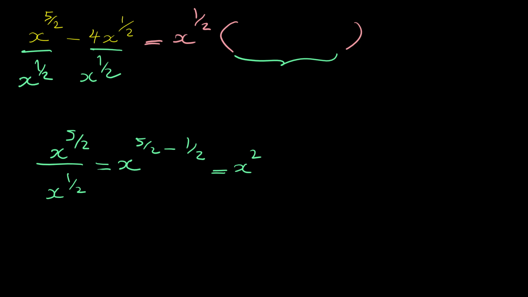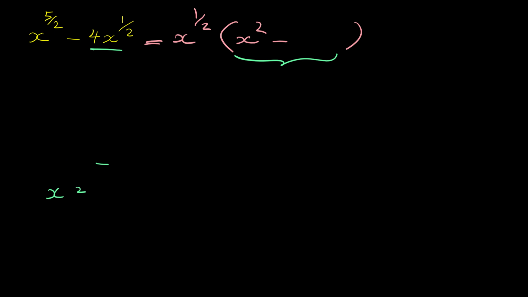So when we factor x to the 1 half from this first term, we have x to the 2 minus, what about the other term? When we divide 4x to the 1 half by x to the 1 half, the x to the 1 half and x to the 1 half cancel, and then we have minus 4 here. Now look at the bracket. We have x to the 2 minus 4.